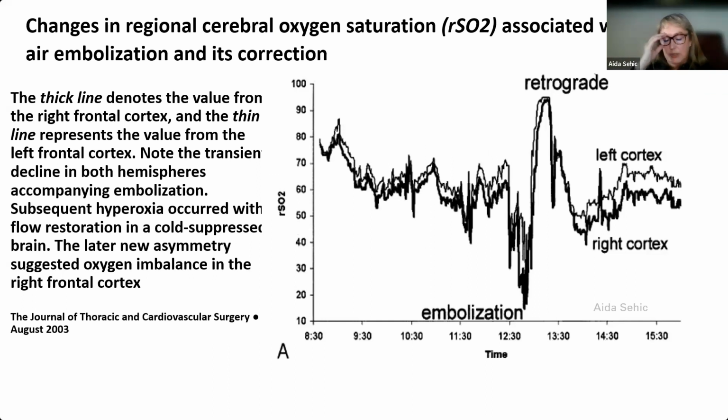Finally, the third modality for this case was near-infrared spectroscopy. On this slide are presented changes in regional cerebral oxygen saturation associated with air embolization and its correction. The thick line denotes the value from the right frontal cortex, and the thin line represents the value from the left frontal cortex. Note the transient decline in both hemispheres accompanying embolization. As a result of our intervention, deep cooling was performed, and subsequent hyperoxia occurred with flow restoration and cold suppressed brain. The later asymmetry suggested oxygen imbalance in the right frontal cortex during the rewarming phase, detected also in the EEG recording presented on the previous slide.